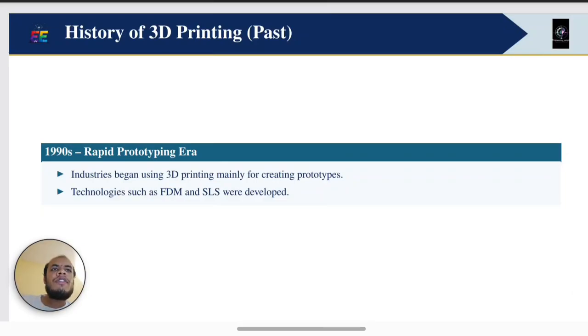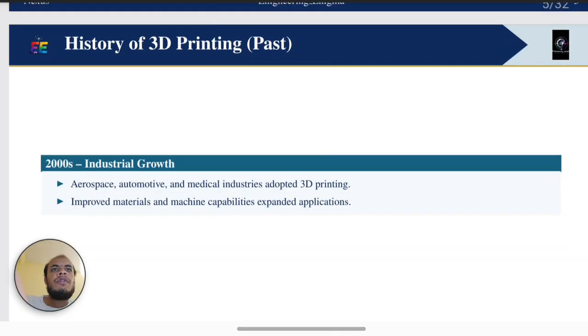So these technologies made 3D printing more practical and useful. So we're coming into the 2000s. 3D printing entered many industries, and even aerospace companies started using it for aircraft, and automobile companies started using it for vehicle components. Even in the medical industry also.